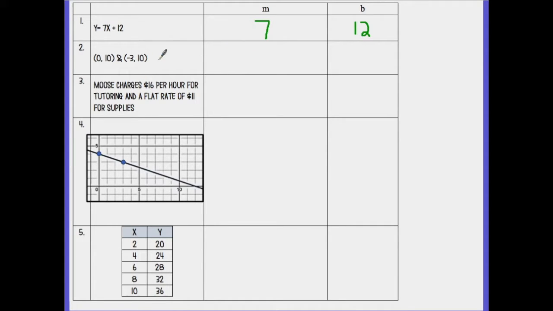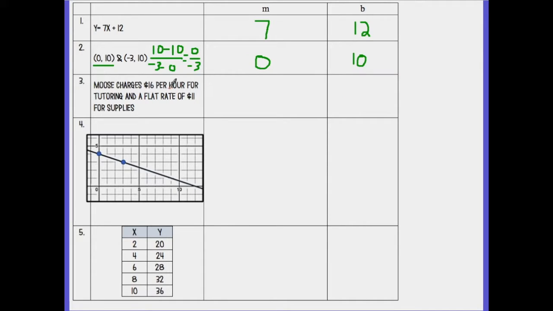For number 2, we have the intercept here like (0, 10). But then we have to calculate the slope. So we do our change in y over change in x. And when we calculate this, we get 0 over negative 3. Since 0 is in our numerator here, and it's not dividing by a 0, our slope simplifies to 0.